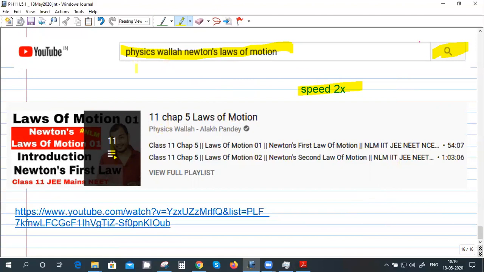First of all, this class is in your video folder. Just open that folder and notice this name, Physics Wala, and there are videos in it. You understand Hindi, right? He speaks in Hindi, writes in English. Just watch these videos before the next class, which is on Wednesday.